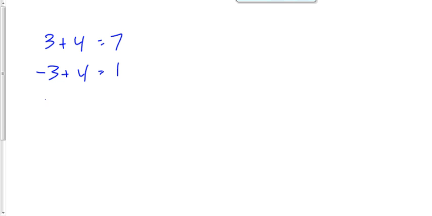Maybe we had 3 to the north and 4 to the south. In that case, it would be equal to 1 again, but 1 to the south this time. On Friday, we learned to add 3 plus 4 if they weren't in the same plane. So if we had 3 to the east and 3 to the north.